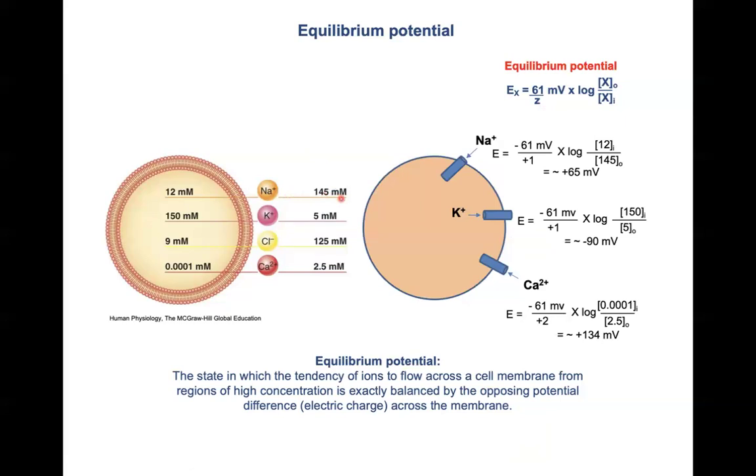There's also a so-called Nernst equation for the calculation of the equilibrium potential. It states Ex, the equilibrium potential, equals 61 divided by Z, which is the charge of the ion, multiplied by the logarithm of the concentration of the ion outside divided by its concentration inside the cell. We can calculate the equilibrium potentials for sodium, potassium, and calcium using their corresponding concentrations inside and outside of the cell. Sodium. We calculate plus 65 millivolt.